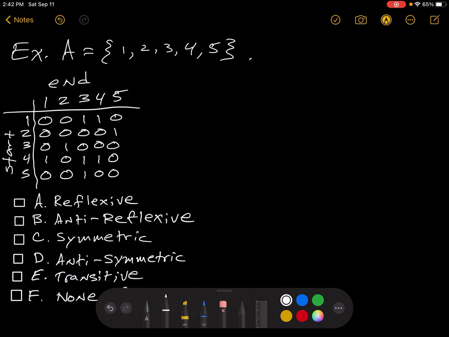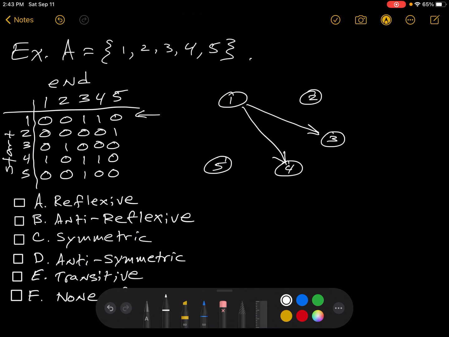So let's just start by writing out some vertices. 1, 2, 3, 4, 5. Okay, now this first row tells us that starting at 1, there's an arrow or an edge from 1 to 3 and 1 to 4. Okay, so let's draw that in. Like so. Okay, second row there tells us there's an edge from 2 to 5. Okay, third row tells us there's an edge from 3 to 2. Next row tells us there's an edge from 4 to 1.